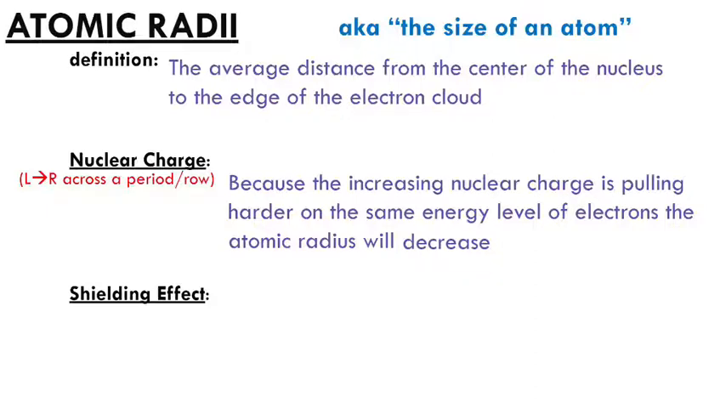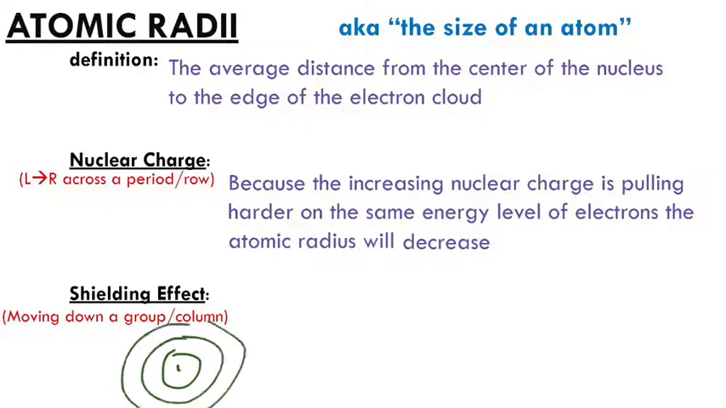Now, shielding effect tells us and helps us predict what's going to happen in our columns. The shielding effect increases as we move down a column, and that's because the more energy levels we have, the more circles we have kind of around our atom. First energy level, second, third.